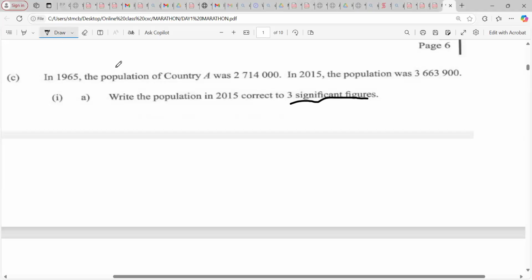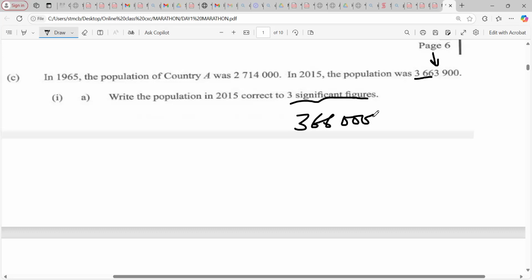All right. So if they say 3 significant figures, the first 3 would be 366. So we are going to the fourth number, which is this. If this is 5 or over, for example 5, 6, 7, then we can add 1 to this. But since this is 4 or less, we just drop it off. So it's going to be 366, and then you can add the zeros.